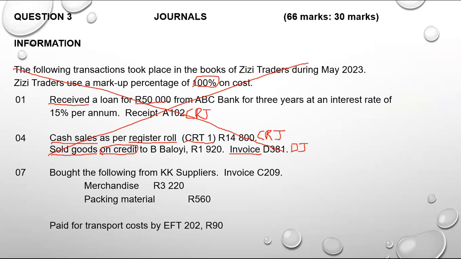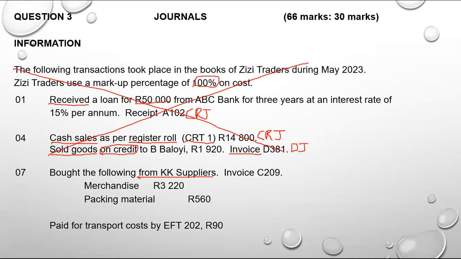Okay. That's it. On the 7th, it says, bought the following from KK suppliers. Okay, when we buy something from anybody, guys, we can't conclude. When we buy, it goes to the cash payments journal if we bought it for cash, or it goes to the CJ if we bought it on credit, because we are buying an item. The following, it's merchandise, it's trading stock, and packing material. So we bought those. Question is, did we buy them for cash or did we buy them on credit? We bought them for cash.